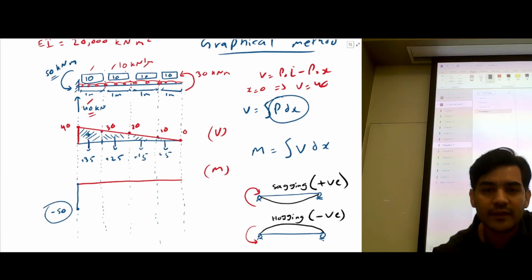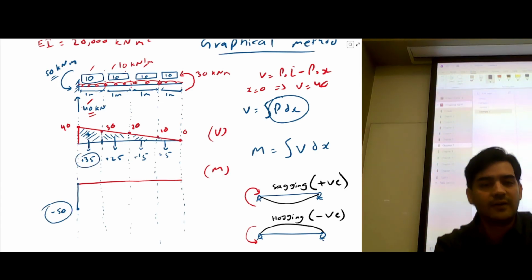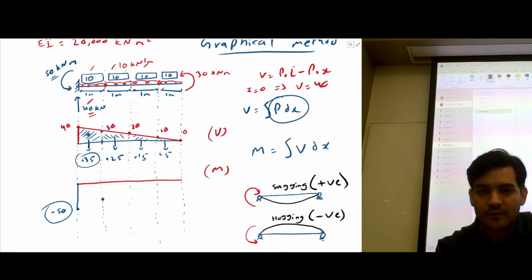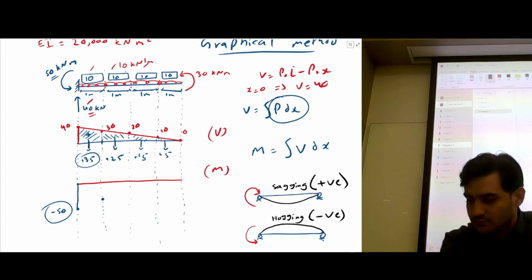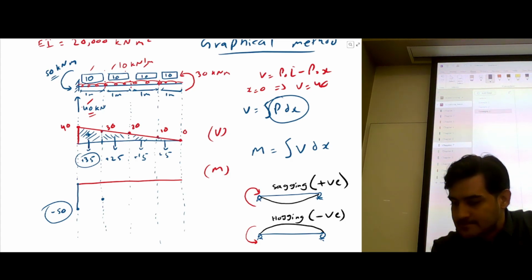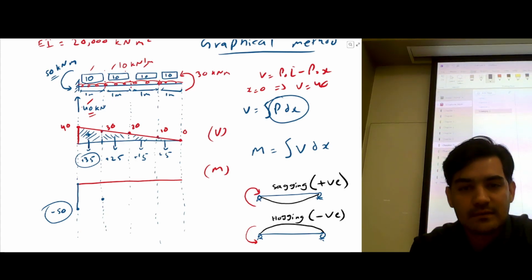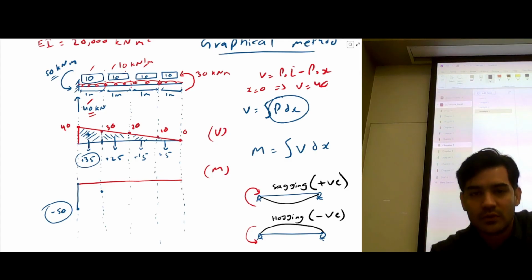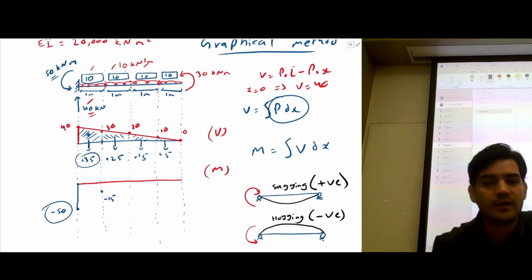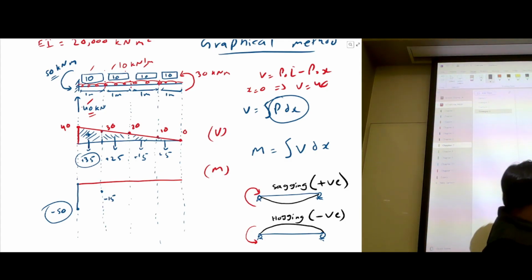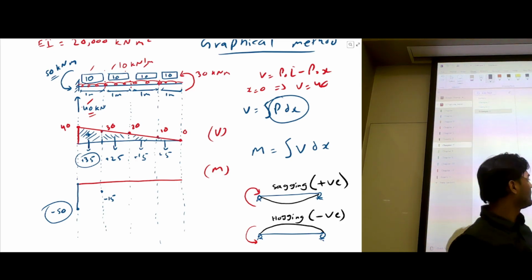So minus 50 plus 35 is going to give you this point, which is negative 15, right? Minus 50 plus 35 is negative 15.